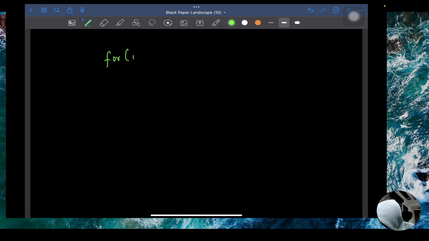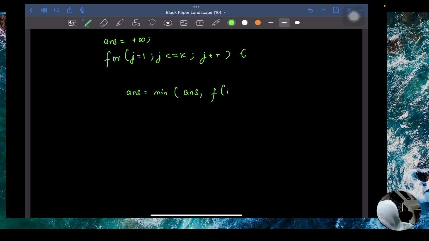For j equals 1, j less than or equal to k, j plus plus, you will get an answer. Let's say it is equal to plus infinity. And then you say answer is equal to minimum of answer comma f of I plus j plus absolute value of h of my I minus h of I plus j.